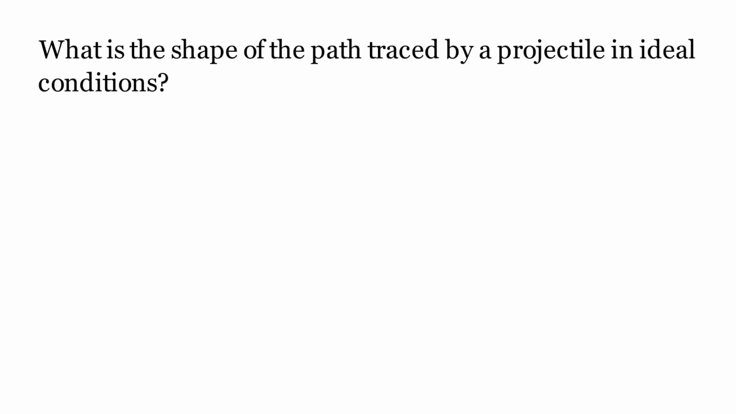What is the shape of the path traced by a projectile in ideal conditions? Letter A. Hyperbolic. Letter B. Circular. Letter C. Parabolic. Letter D. Linear.